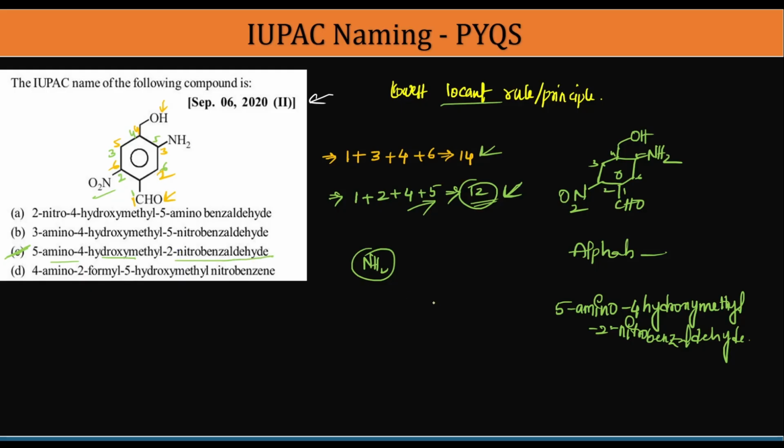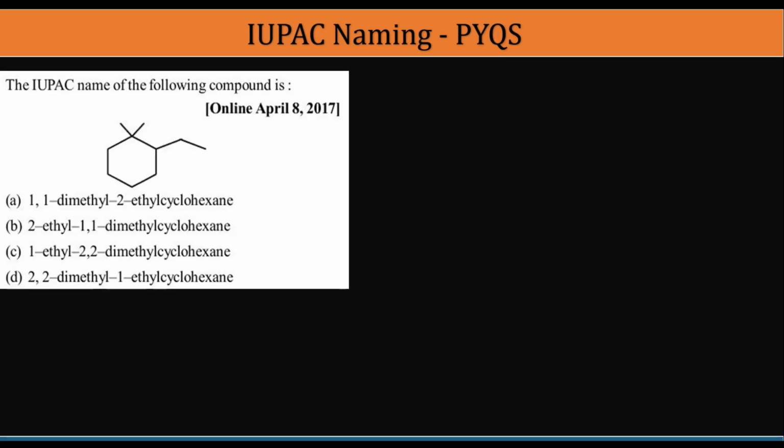So I hope you have understood this IUPAC naming, how we can give it. While writing, you need to write according to alphabetical order, and also between numbers and letters there should be a hyphen. Okay, so this is how you will write. Even if you don't have any knowledge, you can easily write after seeing this video. And if you think this video is going very slow, you can make it 2x speed and save your time.